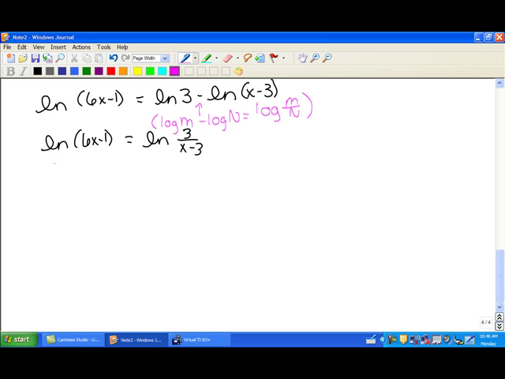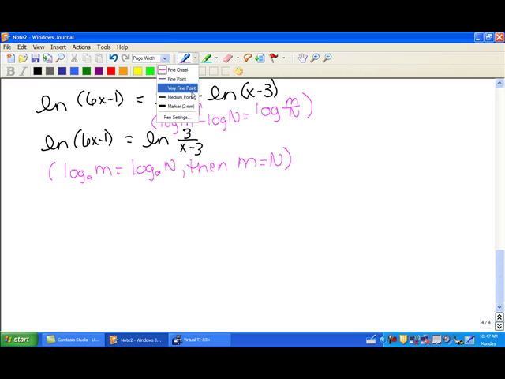Here we can use that new property that says if we have the log of one number set equal to the log of another number, we can forget about the log parts and just set those 2 numbers equal to each other. So that's going to tell us in this problem that 6x minus 1 is equal to 3 over x minus 3. Again, we're back down to an intermediate algebra problem. Multiply both sides by x minus 3. That will clear the fraction.